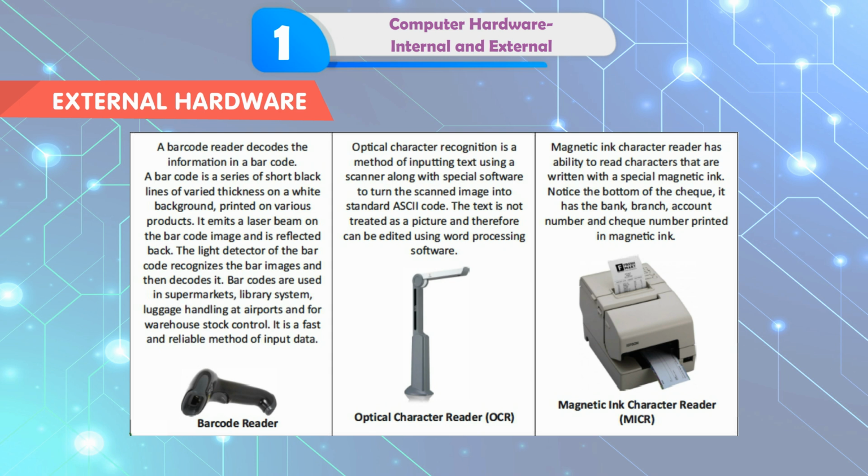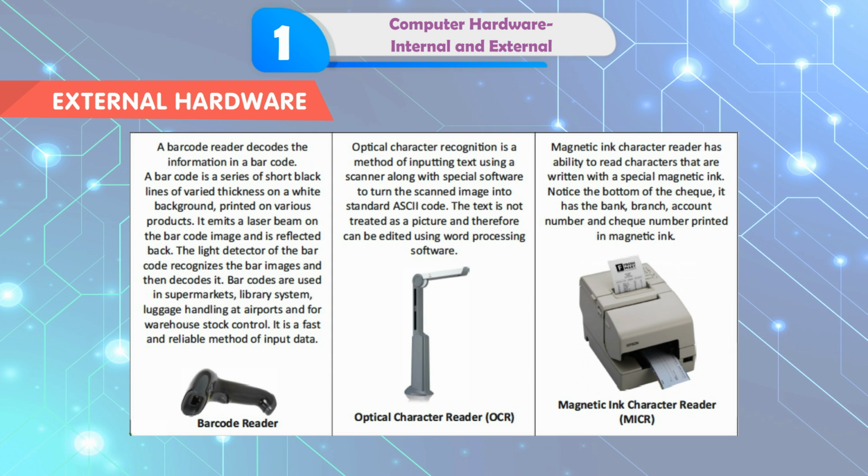Barcode reader. A barcode reader decodes the information in a barcode. A barcode is a series of short black lines of varied thickness on a white background, printed on various products. It emits a laser beam on the barcode image, which is reflected back. The light detector of the barcode reader recognizes the bar images and then decodes them. Barcodes are used in supermarkets, library systems, luggage handling at airports and for warehouse stock control. It is a fast and reliable method of inputting data.